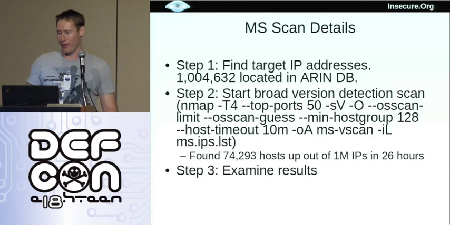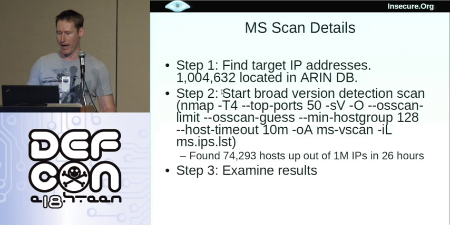I started with a broad version detection scan. So basically with this scan, I didn't want it to be super, super intrusive and detailed for the first scan. I kind of wanted to have an idea of what was there, and then I could scan further once I've seen the initial results. That gives me faster results and makes it less likely to raise a lot of eyebrows.